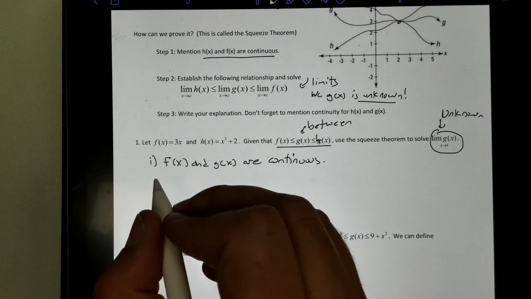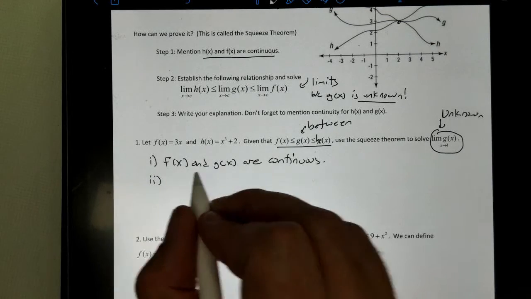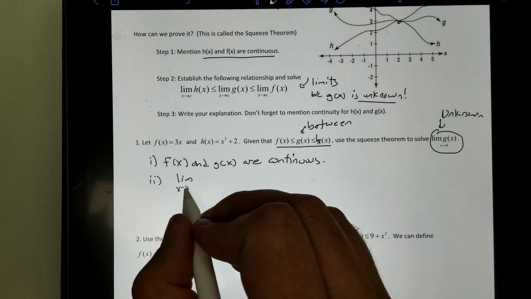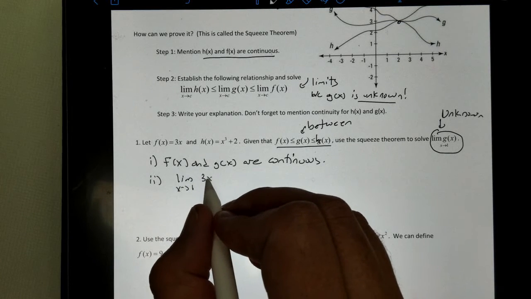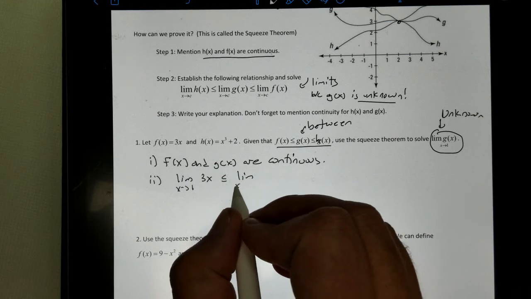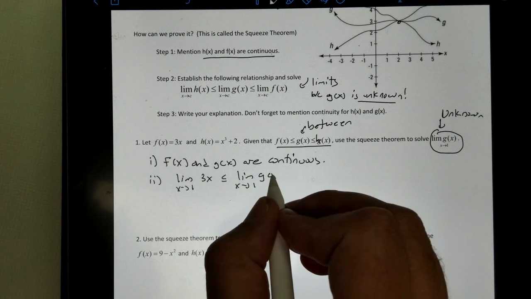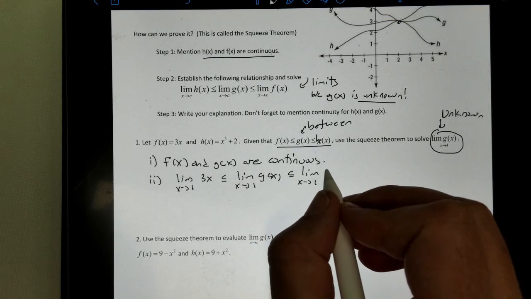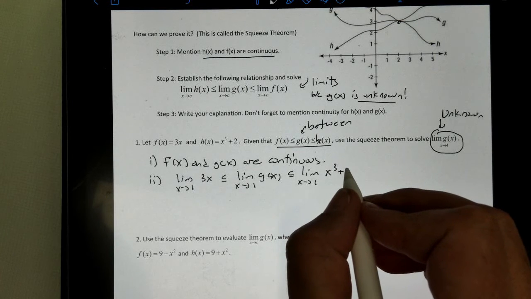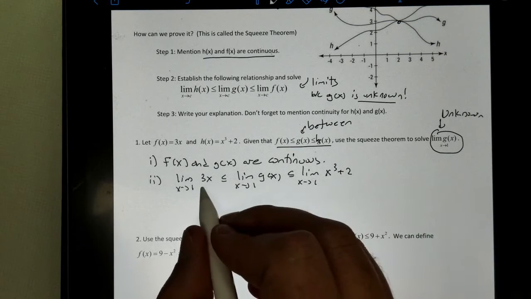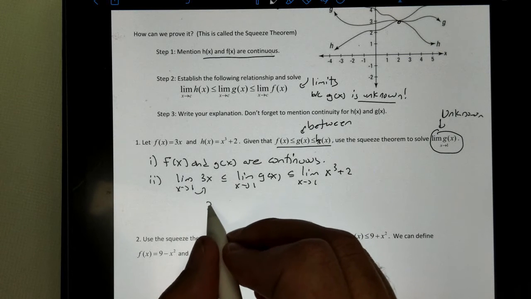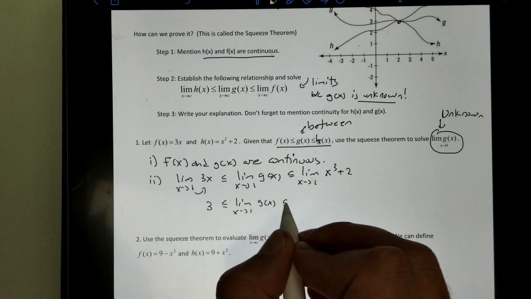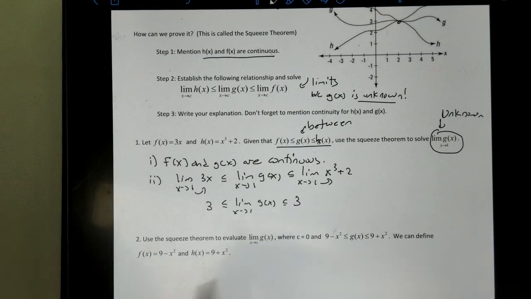Now, the next step, we have to establish the limits. I'm going to take the limits of the outside. So what I want to do is this. The limit as x approaches 1 of 3x is less than or equal to the limit as x approaches 1 of my unknown, which has to be less than or equal to the limit as x approaches 1 of my other outside function, x cubed plus 2. And then I can just plug in. Well, here I get 3 is less than or equal to the limit as x approaches 1 of g of x. And if I plug 1 in here, I also get 3.